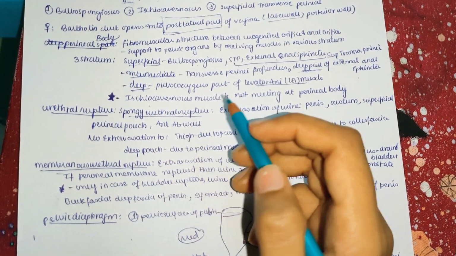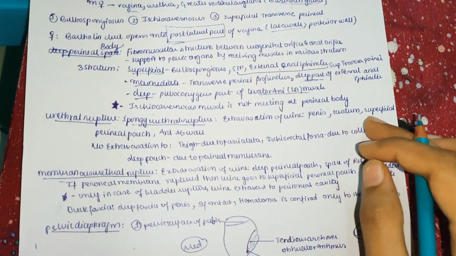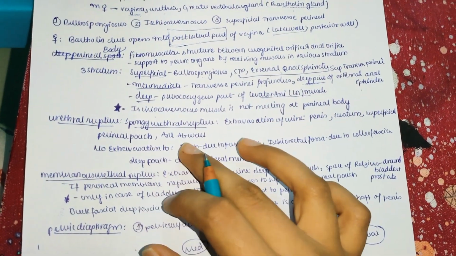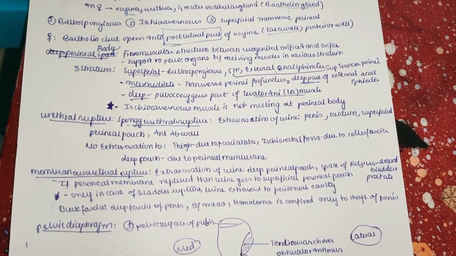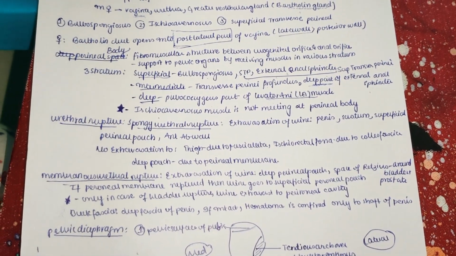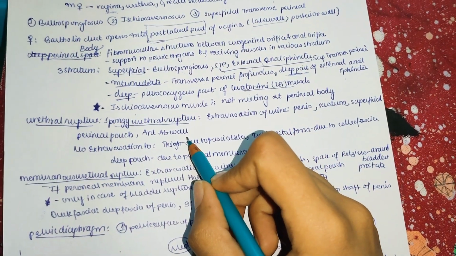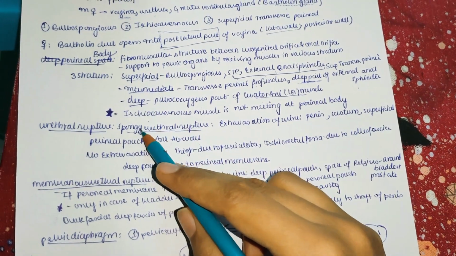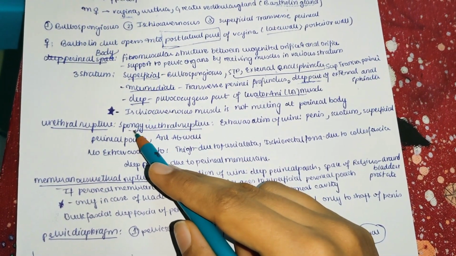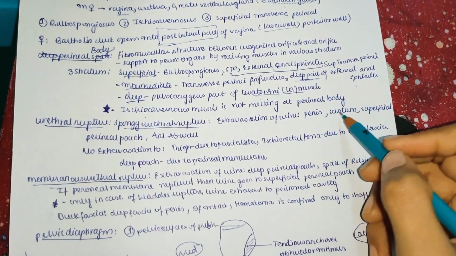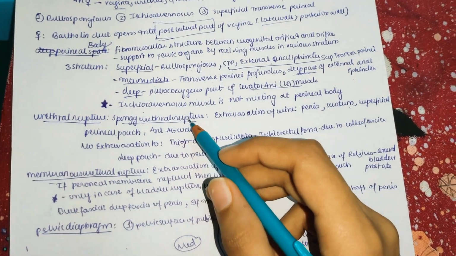In spongy urethral rupture, there will be extravasation of urine, meaning urine will be going either to the penis, scrotum, superficial perineal pouch, or anterior abdominal wall. Because we already discussed that from the superficial perineal pouch, contents may go to the anterior abdominal wall, so they will also go to the anterior abdominal wall. Okay, whenever spongy urethra ruptures. Why? Because you know spongy urethra is in superficial space. So all these are superficial structures. You can see penis, scrotum, superficial perineal pouch, anterior abdominal wall, right?